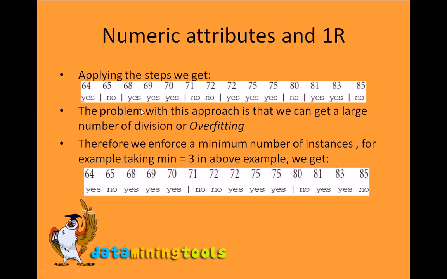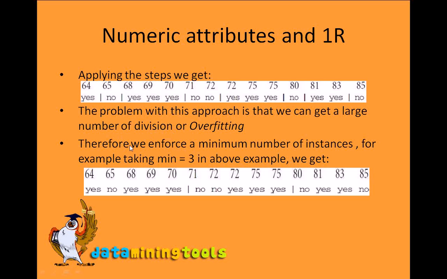have their classes. And these breakpoints, which you can see, we have a breakpoint whenever the class value changes. So when we change from yes to no, we have a breakpoint. Then from no to yes, again a breakpoint. From yes to yes, since there is no change of class, there is no breakpoint. And hence we basically divide our numerical data into ranges. The problem with this approach is that we can have a large number of divisions, or what we call overfitting.